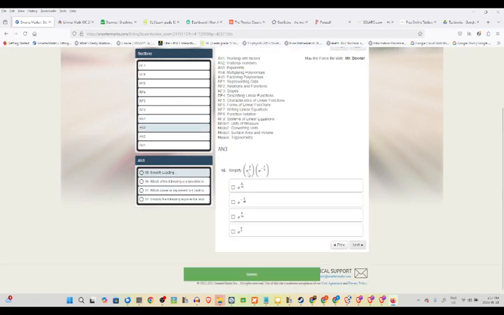All right, simplifying this one, we have two x's being multiplied. It's going to be the sum of their exponents. 4 over 7 plus negative 1 over 7 is 3 over 7.